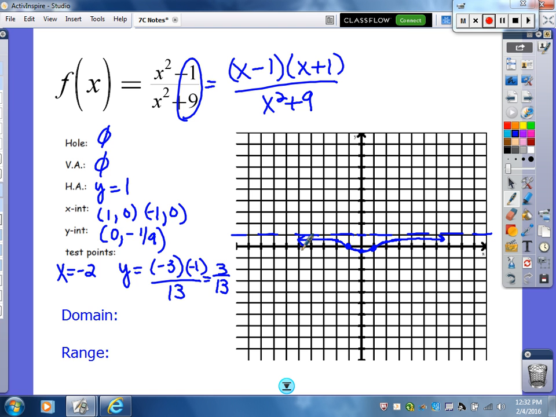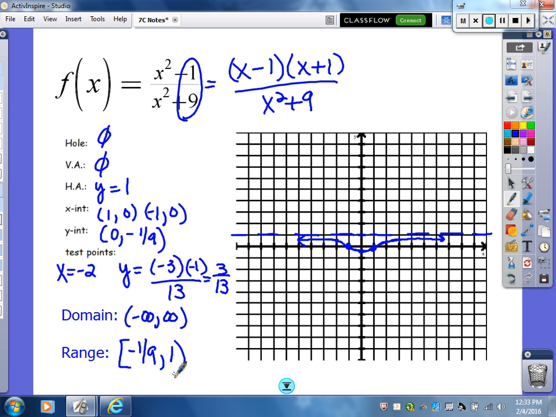Now you can do domain and range on this one. Because this thing is symmetric, this is going to be our minimum point here. My domain is my x values. It goes left and right, so that's all reals. But my range, I've got an asymptote at 1 and a value here at negative 1/9. It includes negative 1/9, and it gets up to 1, but we can't cross it. That's why that's an open parenthesis there.